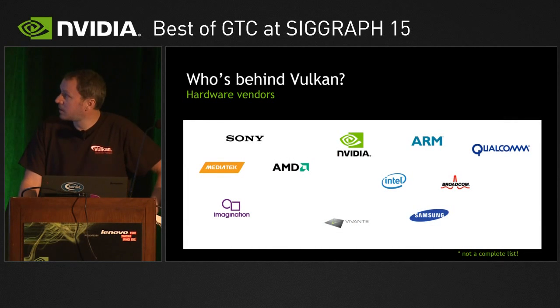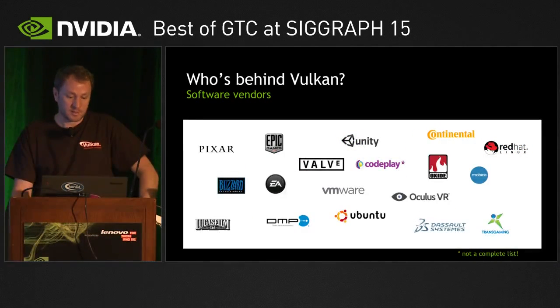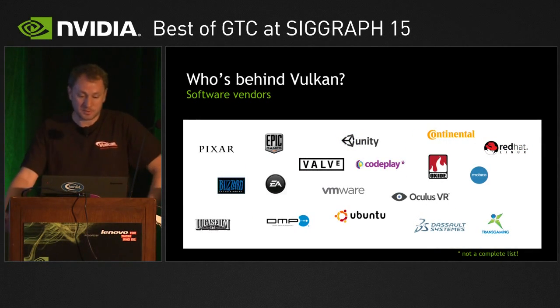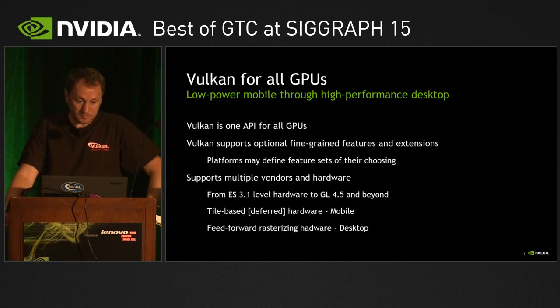So there's a lot of people behind Vulkan that are going to make it great. And these are some of the companies that are working in the committee, defining the spec and making sure it works well on their platform. And these are some of the software developers which are making sure that their API works and meets their needs. So you can see there's a lot of people that are working on this.